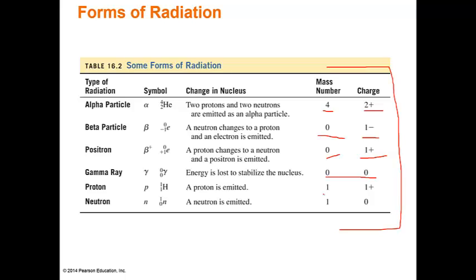And then a proton, okay, is emitted. Obviously, with a proton being emitted, it's got a mass of 1 and a charge of +1. And then a neutron would be emitted. It would have a mass of 1 and a 0 charge. Remember, neutron, neutral, no charge.